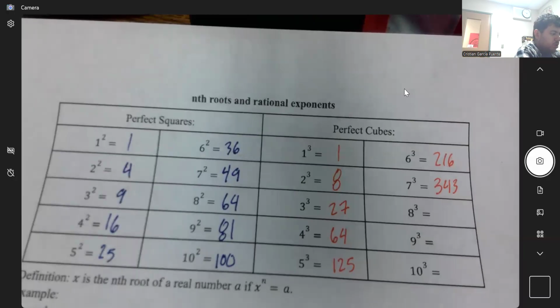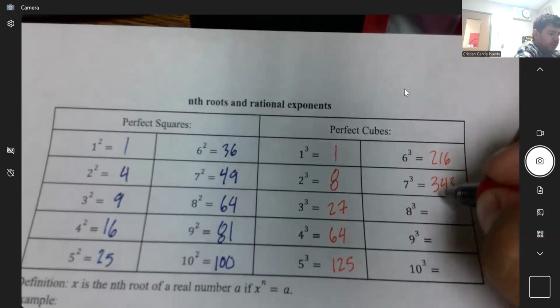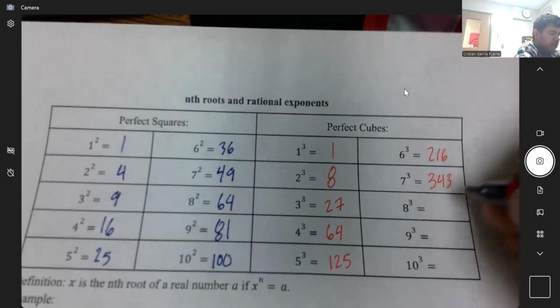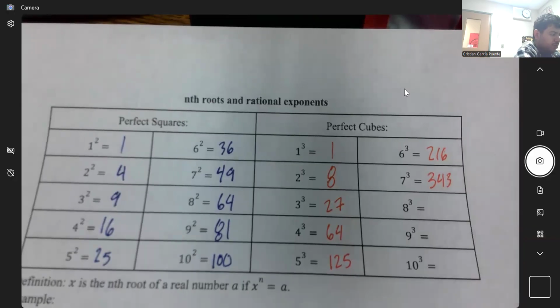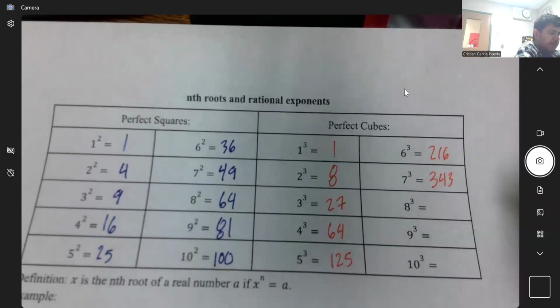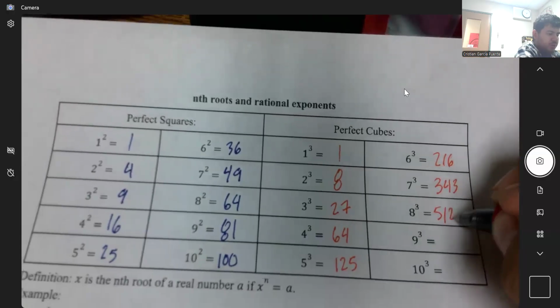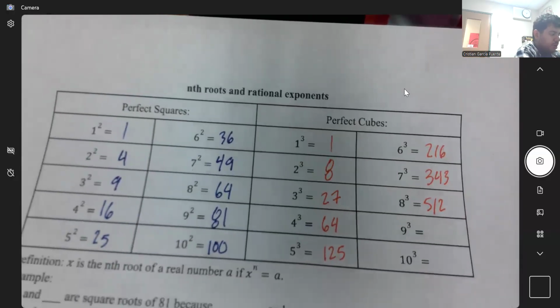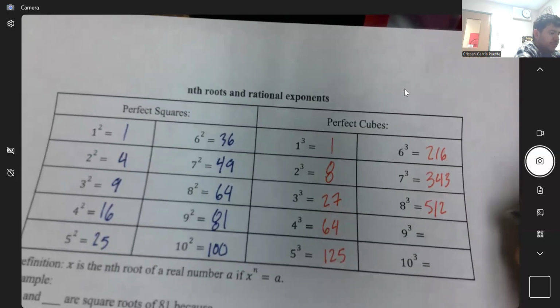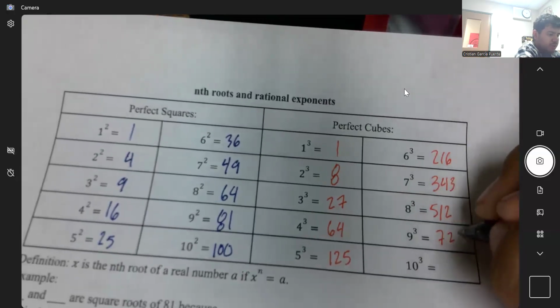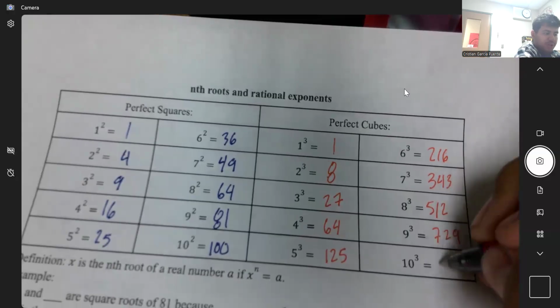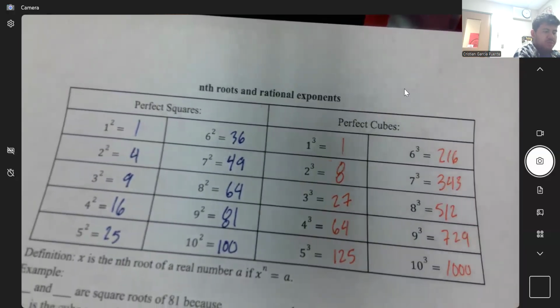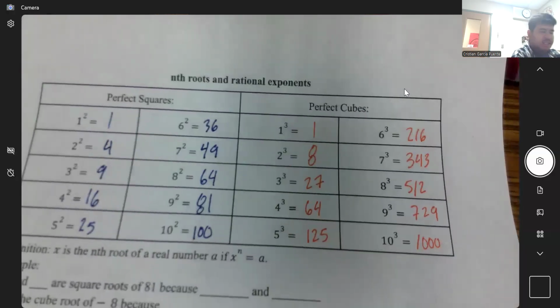Eight cubed would give you 520. Oh, wait, my bad, not 520. It would give you 512. Nine cubed would give you 729. Then finally, 10 cubed would give you 1,000. So hopefully you guys did this list, and if you didn't, you could just copy it off of me. But if you did use a calculator, you would be able to know that that's how you do it.